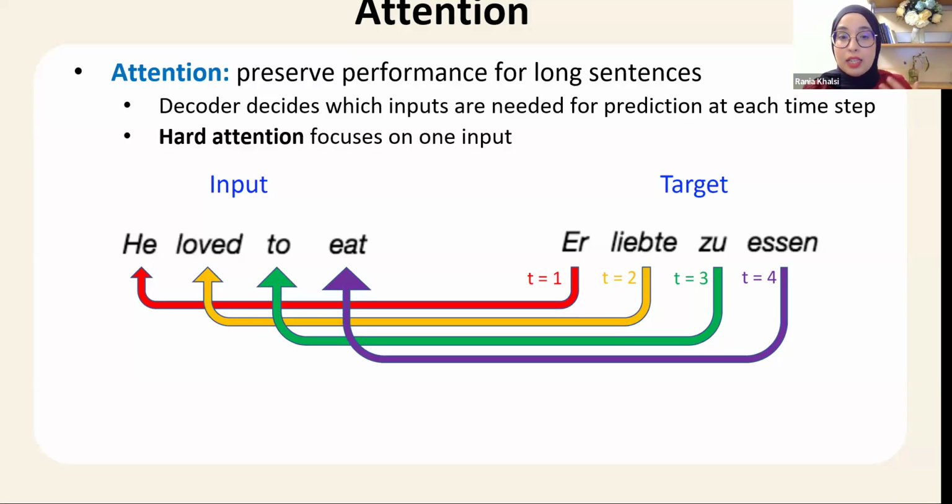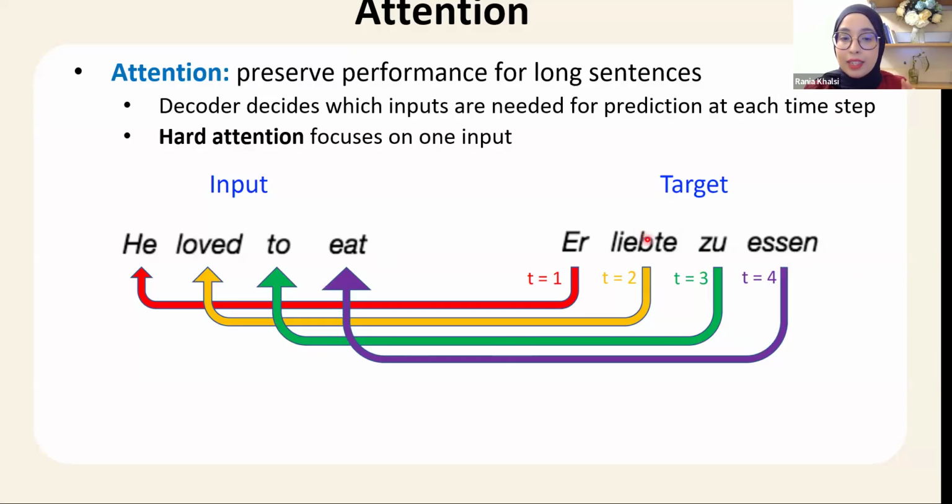So hard attention, as the name suggests, selects one specific token at each time step. The target word depends mainly on one input position. Now, let's say what we have here: this is the target, and it has 4 tokens, meaning 4 words. For each time step, for example, er is the translation for he, so the focus is here. This verb is for love, like this for to, and essen, verb, is for eat.